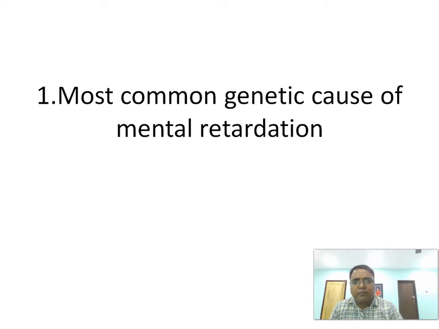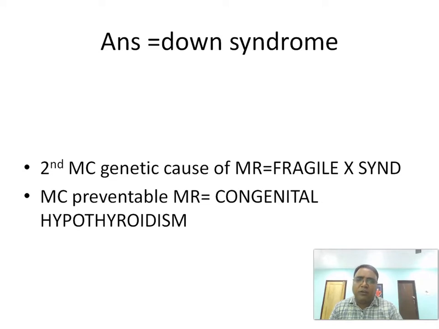Most common genetic cause of mental retardation? The most common genetic cause of mental retardation is Down syndrome. Second most common genetic cause of mental retardation is Fragile X syndrome. This you have to remember. Most common is Down syndrome, second most common is Fragile X syndrome.